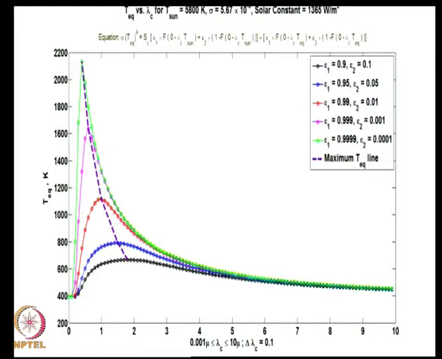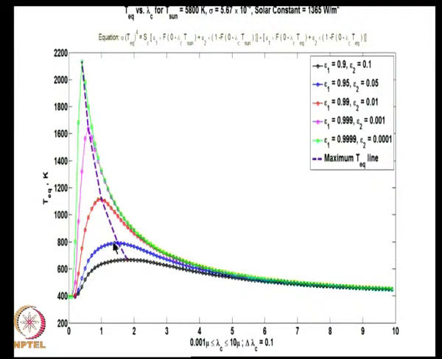So, there is a trade off between using a very high lambda c, which causes some of the emission from the surface to be in the region below that cutoff wavelength and lose heat. To avoid that, you have to reduce the lambda c, but if you reduce lambda c to too low a value, then the sun's radiation plays a role.